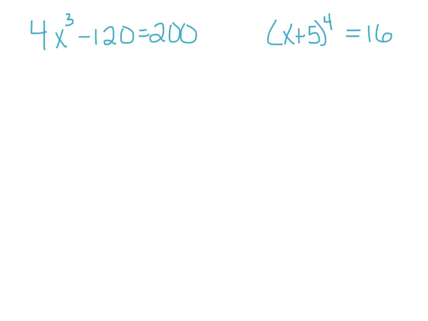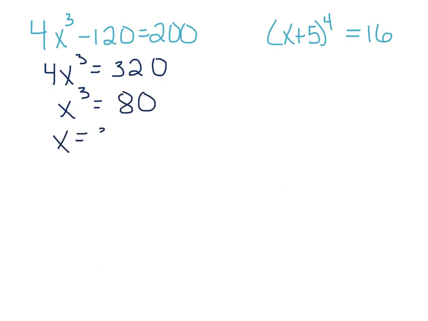Alright, two more. 4x cubed minus 120 equals 200. First thing you're going to do is add 120 to both sides. So we have 4x cubed equals 320. Then we're going to divide both sides by 4. We get x cubed equals 80. And then we're going to take the cube root of both sides. x equals the cube root of 80.